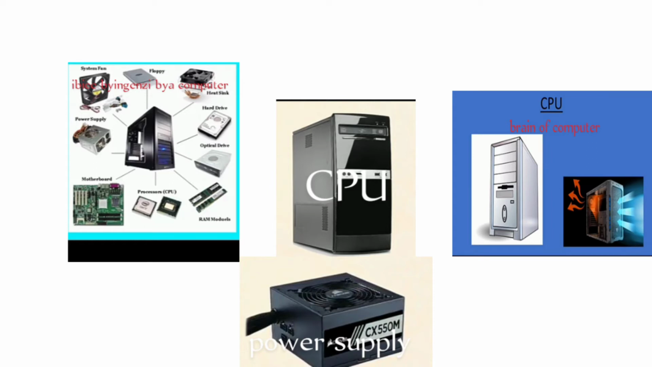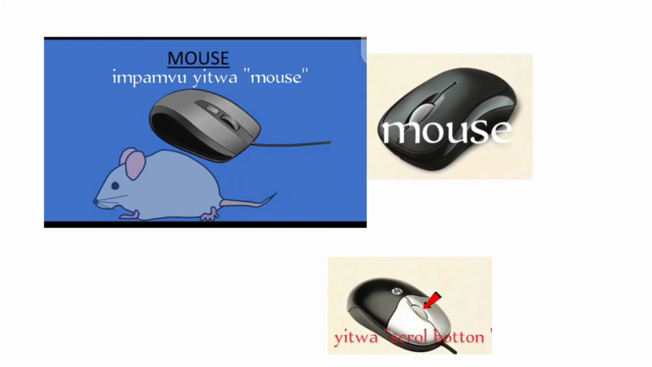The next is mouse. As we know, a real mouse is like this. So this is a mouse. It is an input device that helps us to communicate with our computer. That means when we use our cursor to connect with our computer, we use the mouse. So this is a mouse, and this is the scroll button of the mouse. This is also a mouse.